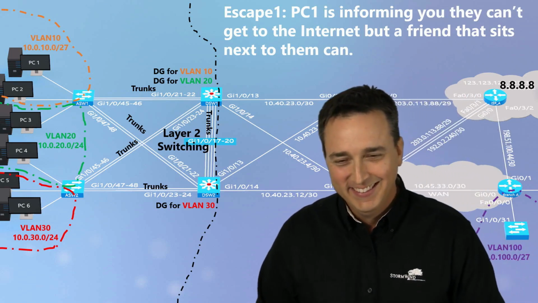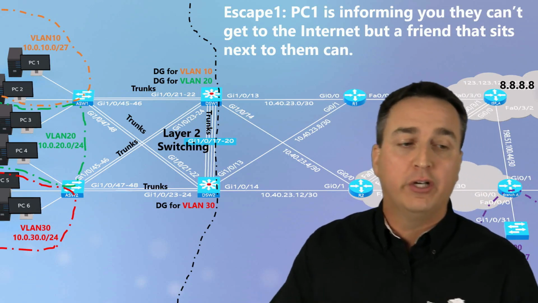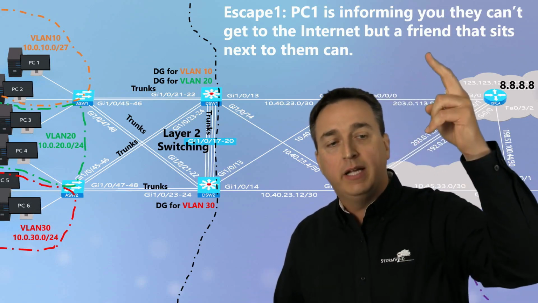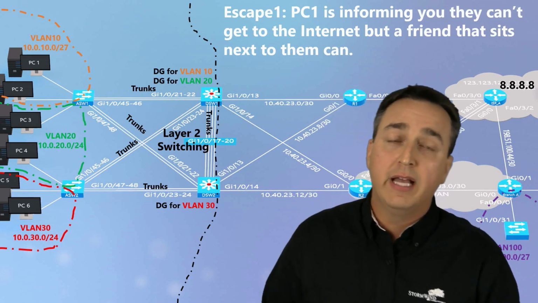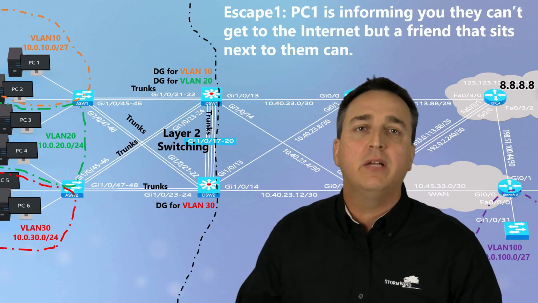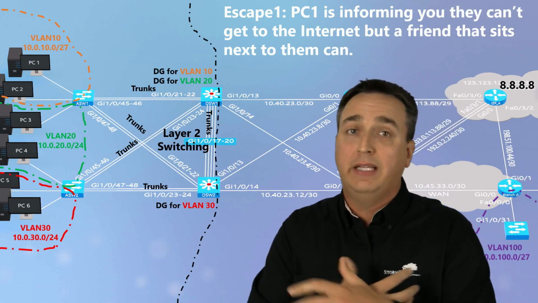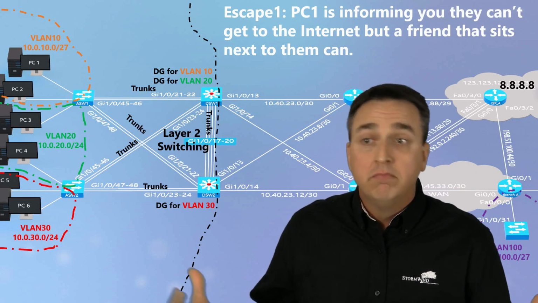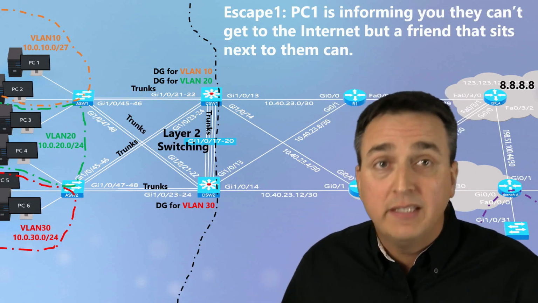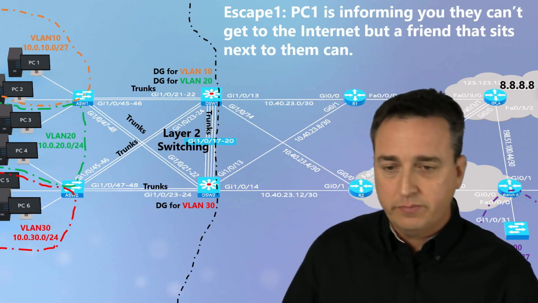All right, is the server down? Okay, well, we know the server is not down. Why? Because the friend that sits next to them can. So it's not the server specifically. We're just saying the internet in general in this case. So PC1 can't access the internet at all. That's what they say. PC2 can access stuff.